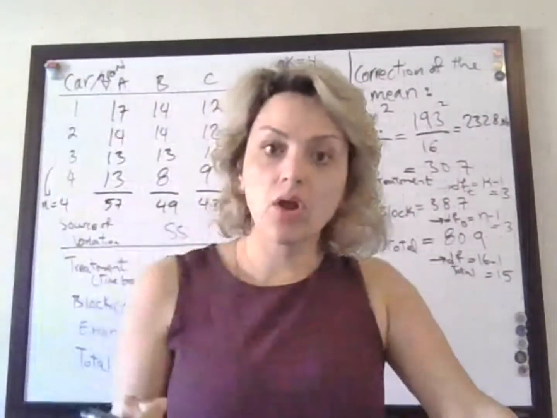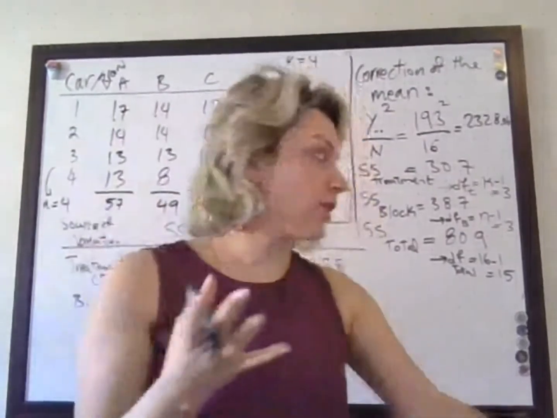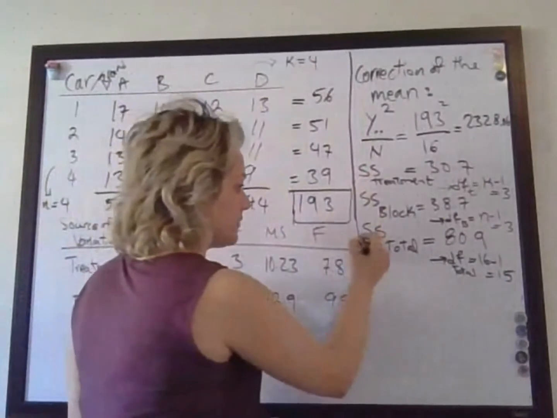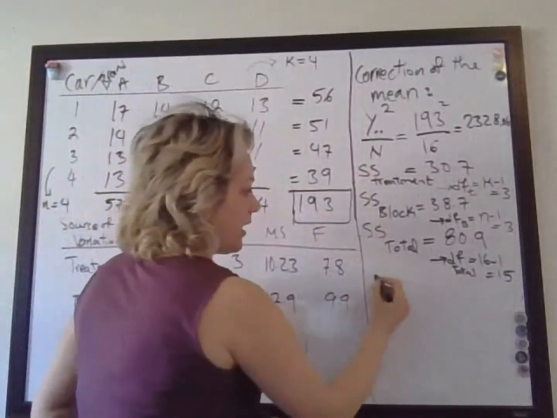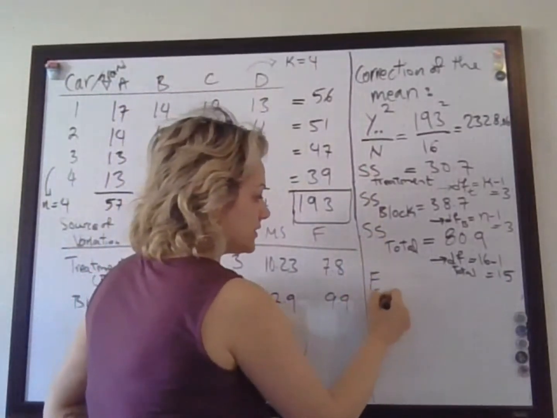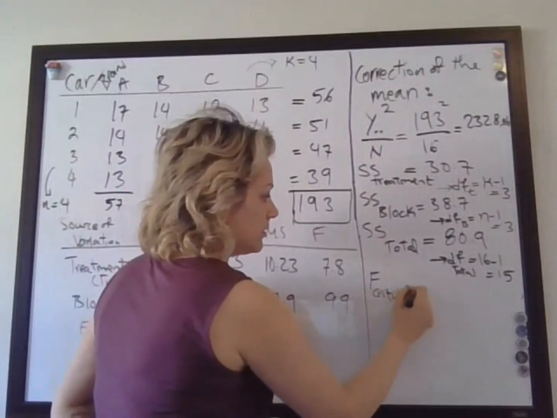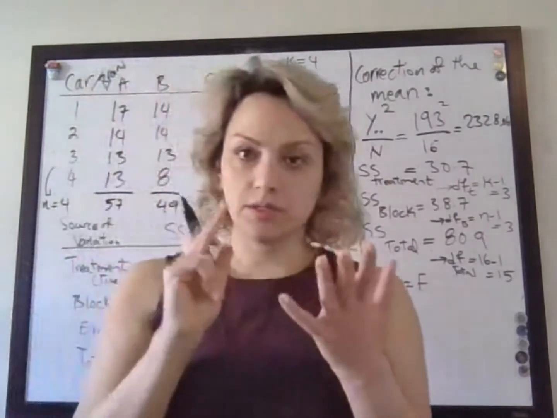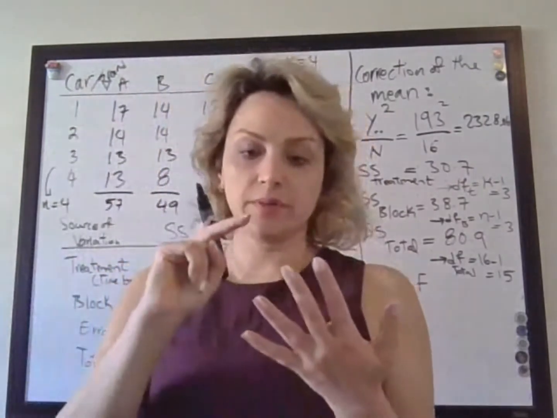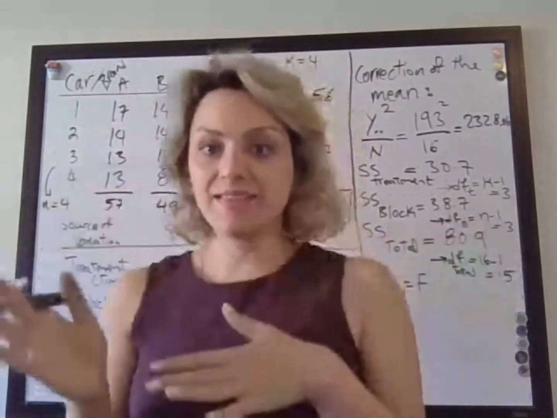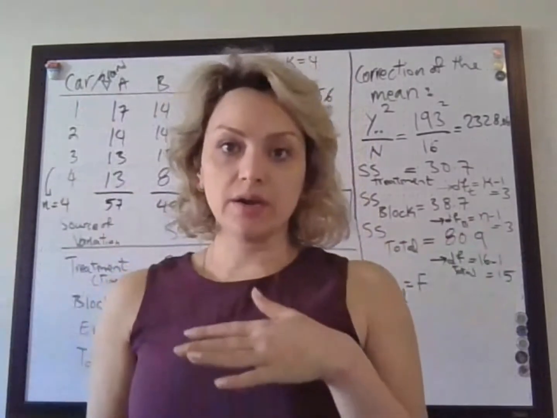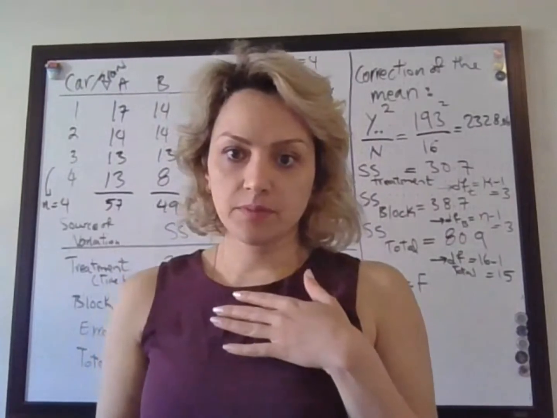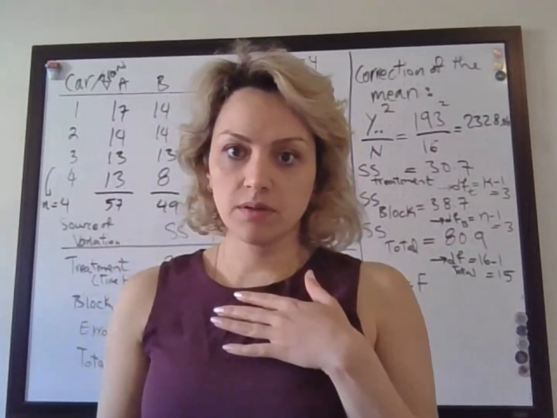So for F critical, let me have this. F critical. What happens is that we need to write down the degree of freedom of the numerator, degree of freedom of the denominator, right? And then the alpha that we have. So here, just make this one a little smaller.